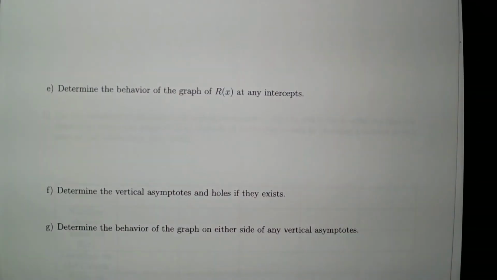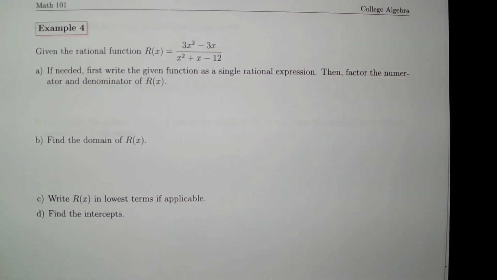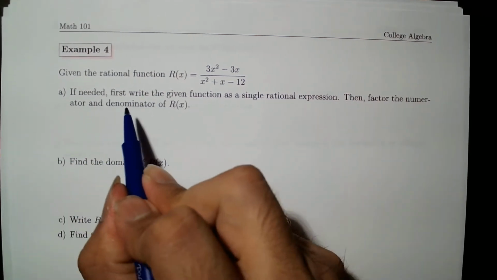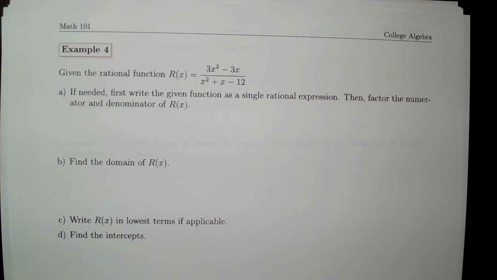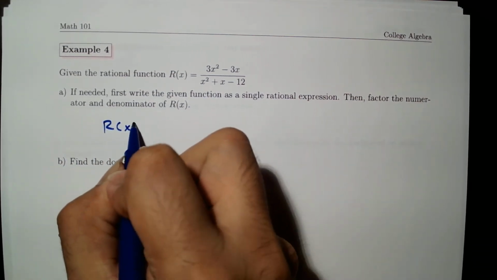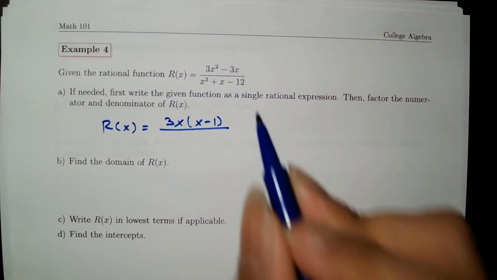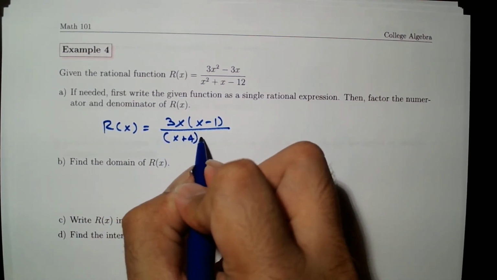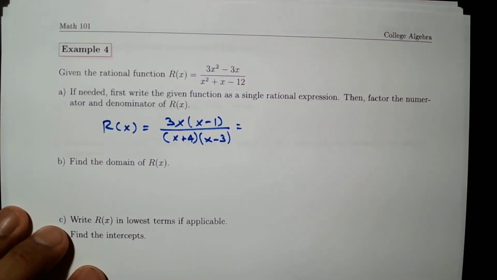Let's move on to the next example. So we're going to have the rational function r of x equals 3x squared minus 3x divided by x squared plus x minus 12. First step is to write the given function as a single rational expression. We already got that. And factor both numerator and denominator. So writing this in factored form, we can factor out 3x times x minus 1, divided by factors of negative 12 that add up to positive 1. That's going to be x plus 4 times x minus 3. Let's keep it like that, there's nothing else to do any further.